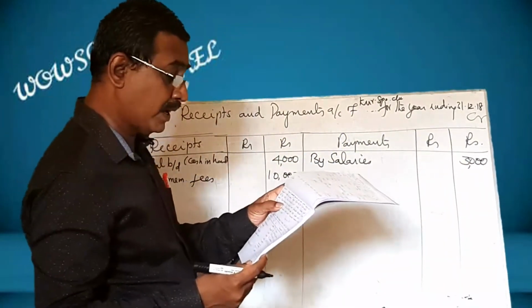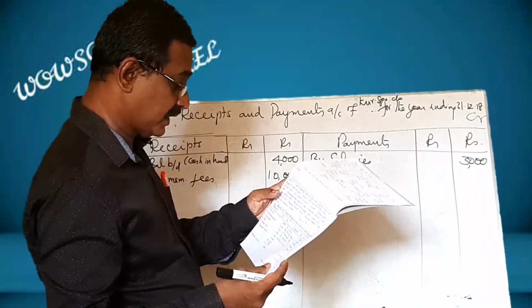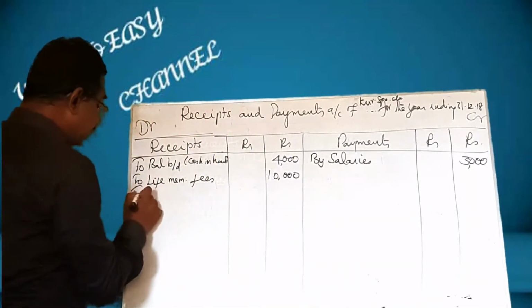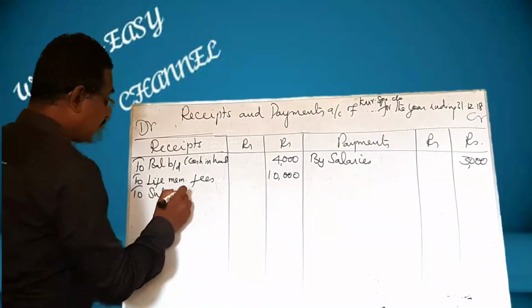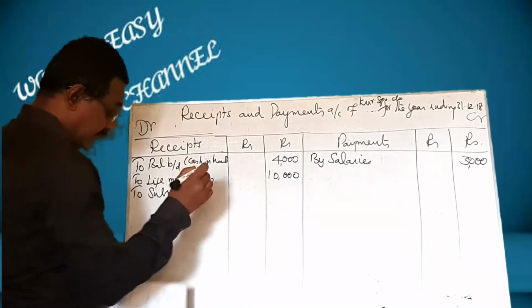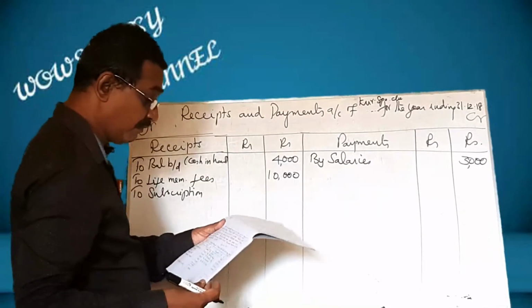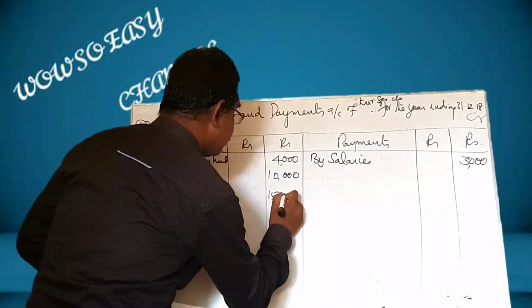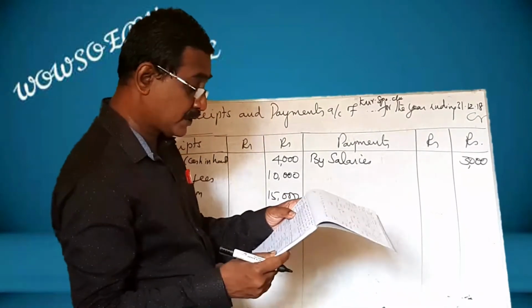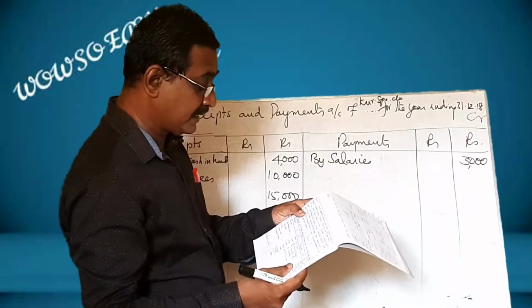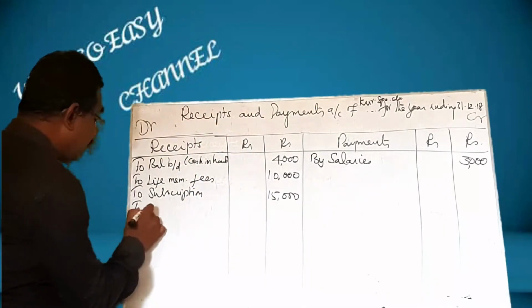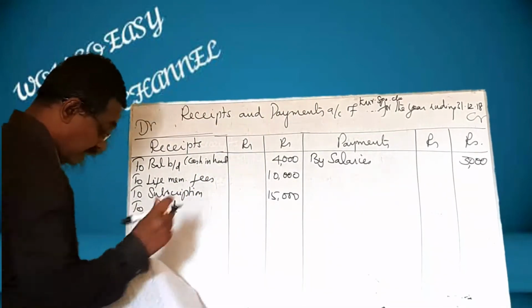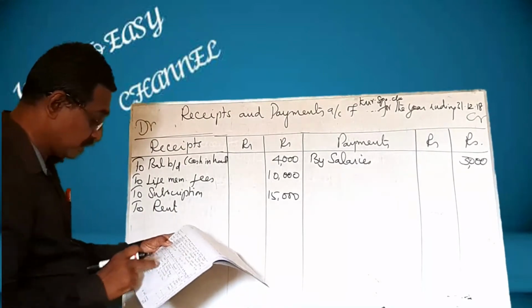And the next one, subscription received, 15,000. It is an income, so to subscription. What is that amount? Sorry, 15,000. And the next one, rent received. It is an income, so to rent received. What is that amount? 2,000.